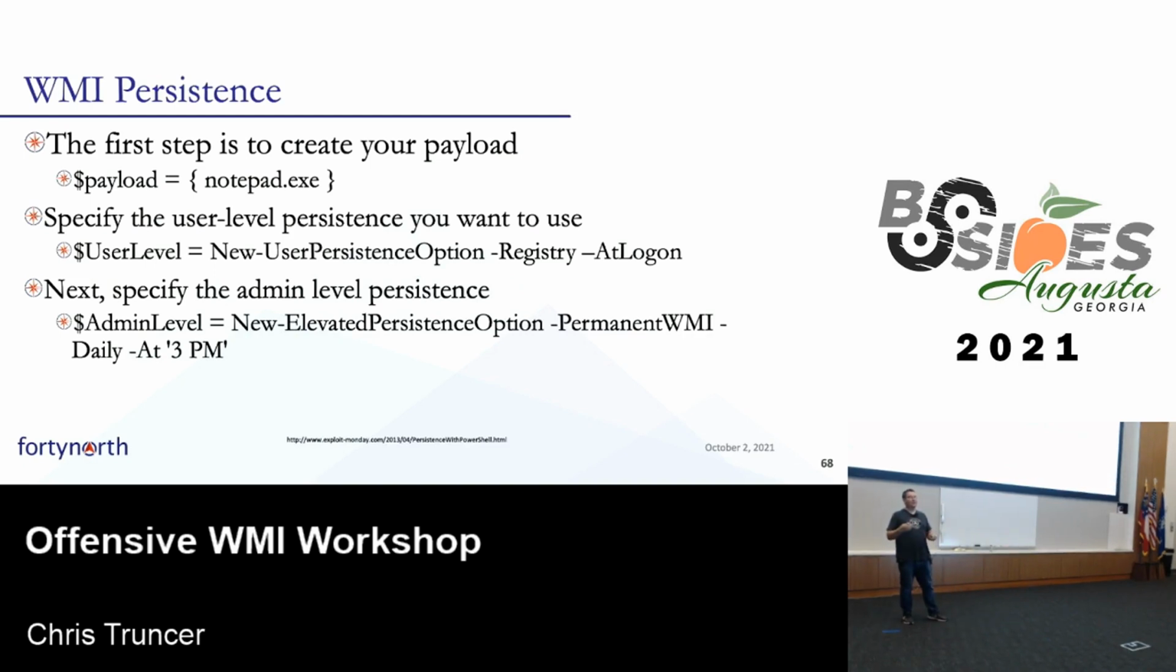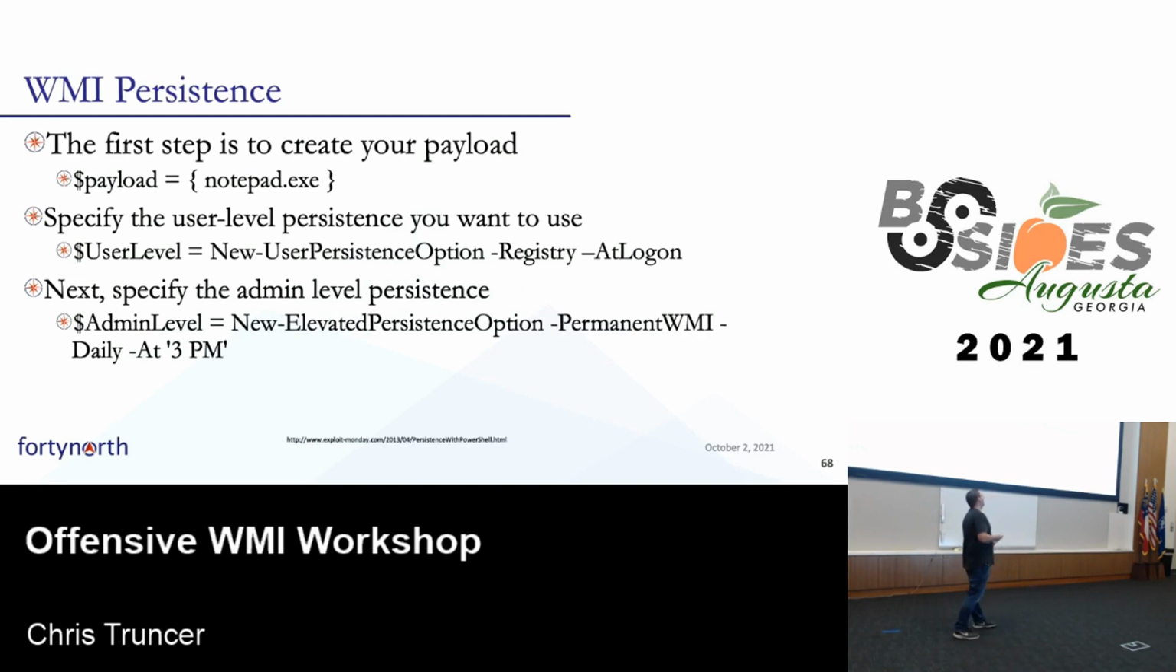Just because of this persistence technique, the way PowerShell's module works, we need to specify both admin level persistence and user level. User level doesn't matter as much because if we're admin, we're going to choose to install WMI-based persistence, but we have to specify it because it requires it. So in this case, we're just specifying that the user level persistence option is we basically want to create a registry run key and have it run whenever someone logs in.